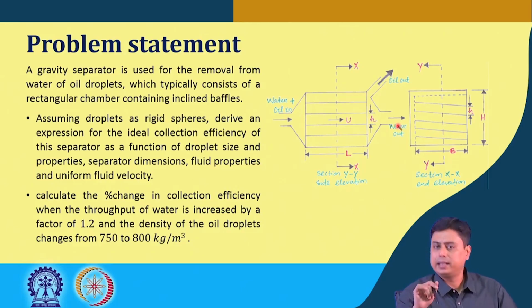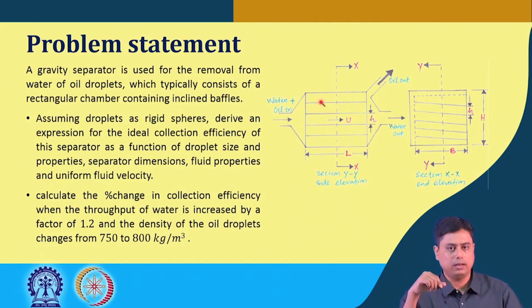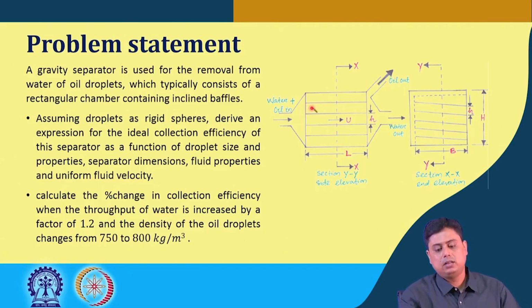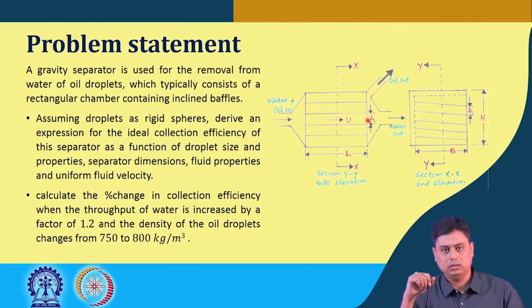This is the ideal case, but it would not happen because the oil droplets can have a size range. When it flows here, the time it takes to rise to the under surface of the baffle depends on the concept of terminal velocity, and the time it takes to go with the water, because here we assume a uniform flow, a uniform fluid velocity.